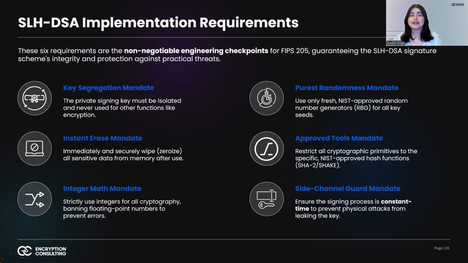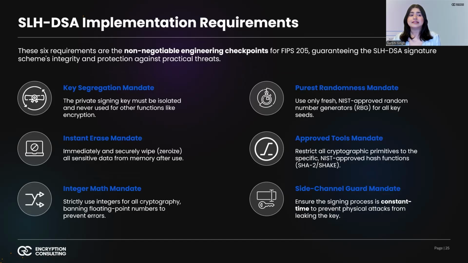The first is the segregation mandate. This is all about maintaining strict cryptographic boundaries. The first rule is the key you use for signing must not be used for anything else. You can't use it for encryption, key exchange, or any other protocol. And why is that? Because if a hacker finds a tiny weakness in your encryption system, we don't want that to automatically compromise your most valuable asset, which is the key you use to sign for authenticity.